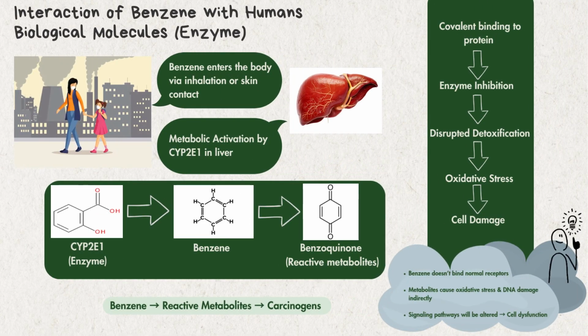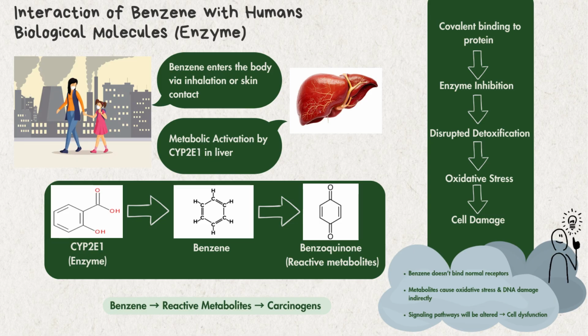This process shows how benzene interacts with human biological molecules, especially enzymes. First, benzene typically enters the body through inhalation or skin contact, especially in polluted or industrial areas. Once inside, it travels to the liver, where an enzyme called CYP2E1 metabolically activates it. CYP2E1 converts benzene into reactive metabolites, mainly benzoquinone, which are far more harmful than benzene itself. These metabolites don't bind to normal receptors; instead, they attack cells indirectly.